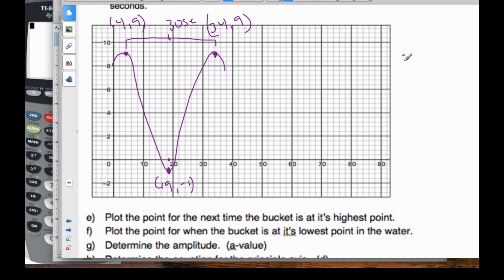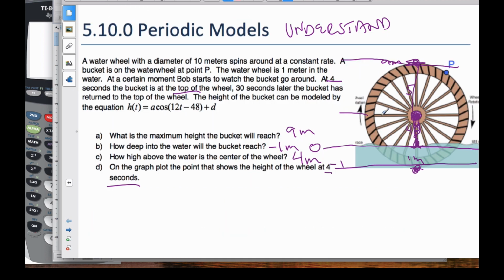So 2 amplitudes, 2 A's, is equal to 10. The distance from the bottom to the top is 10, and so the amplitude is 5. If I think about my water wheel, the amplitude is basically half the distance, or the amplitude is equal to the radius, or half the distance from the middle to the top, or the middle to the bottom.